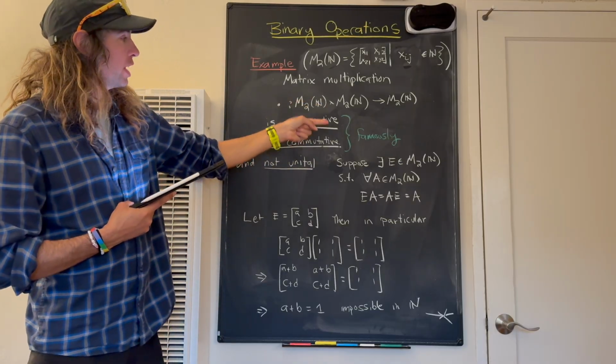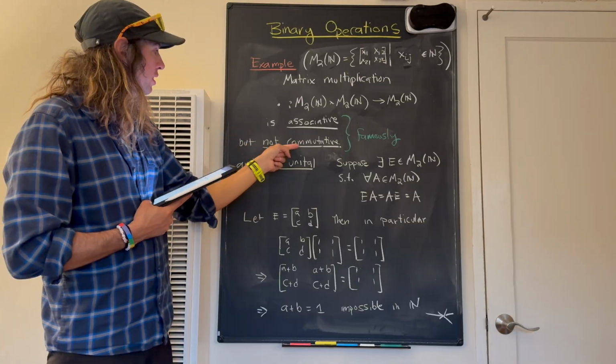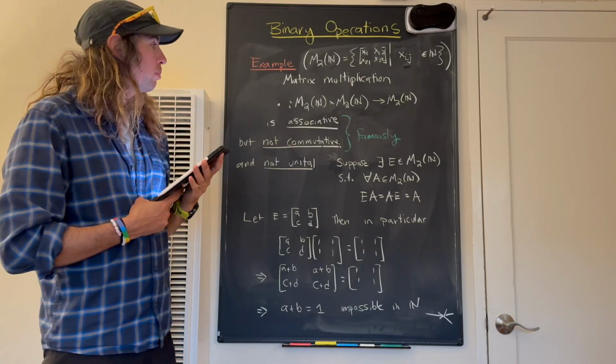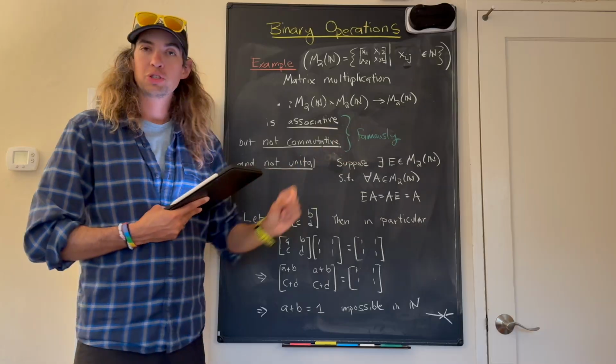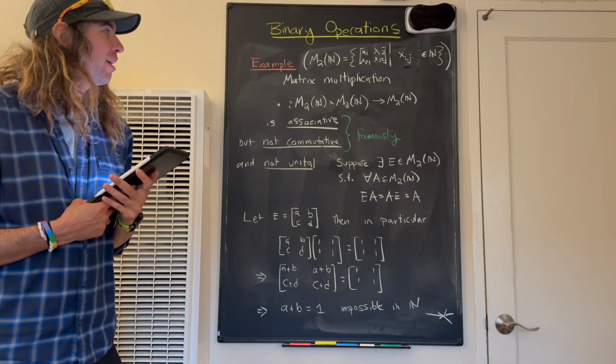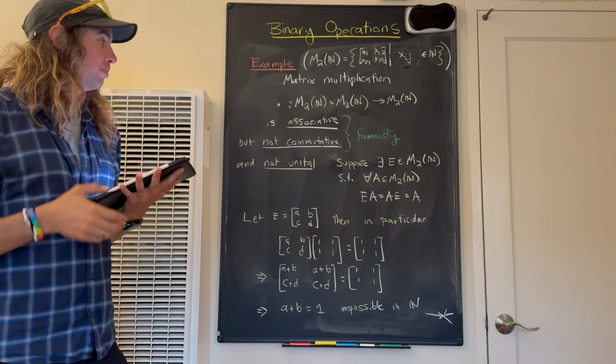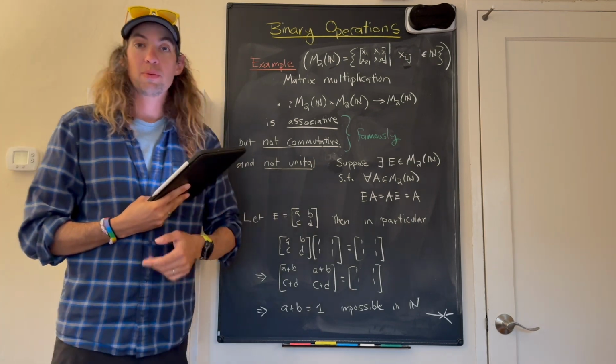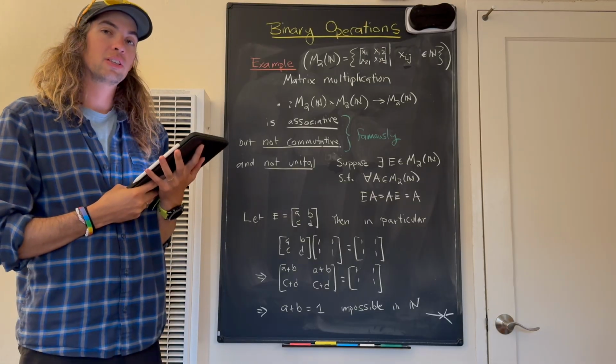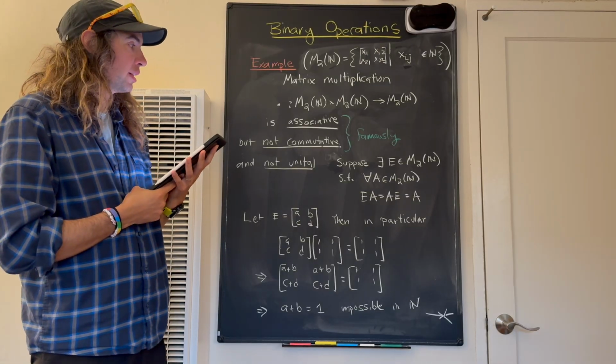So matrix multiplication is associative, and it is not commutative. And both of these are sort of famous results about matrices, which I will cover in my linear algebra series, which is yet to come out, but will at some point.